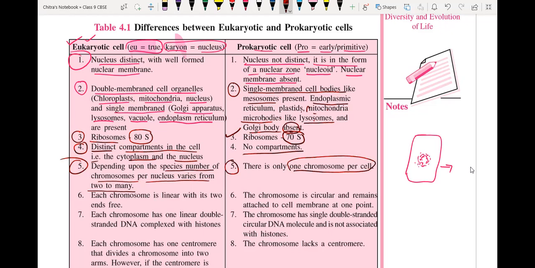Like in the case of human beings, we have a total of 46 chromosomes. Is it or not? Yes, sir. Yes.